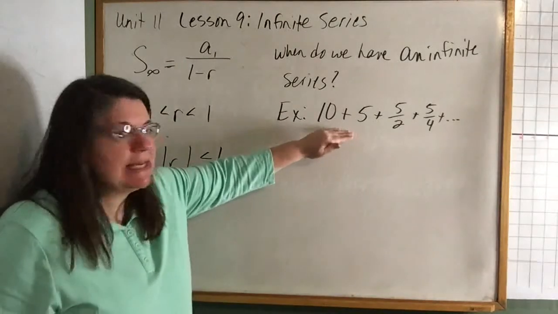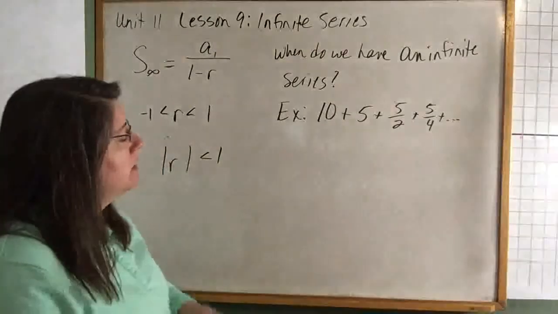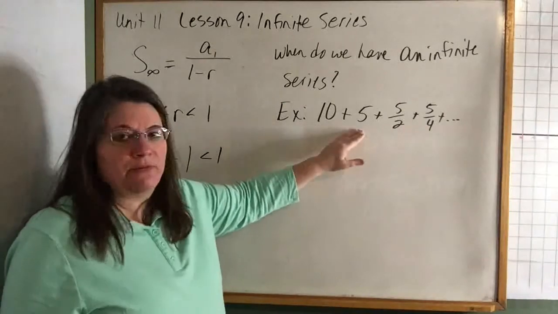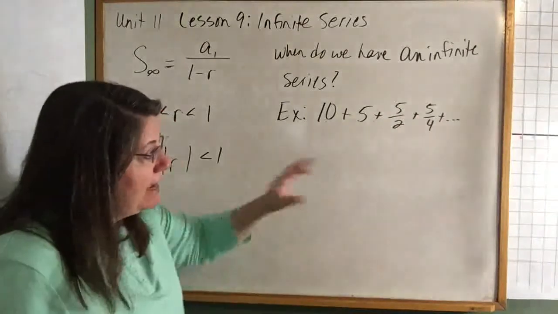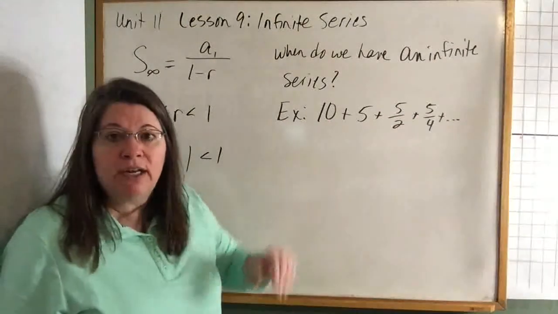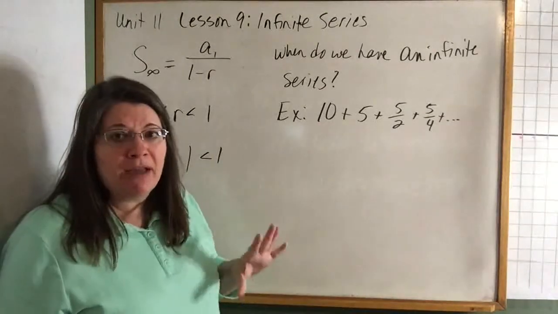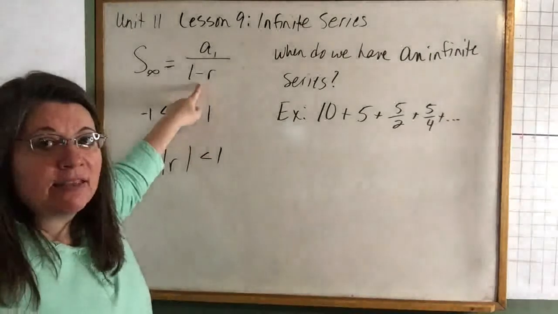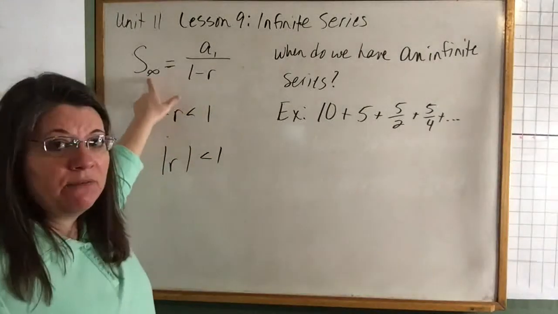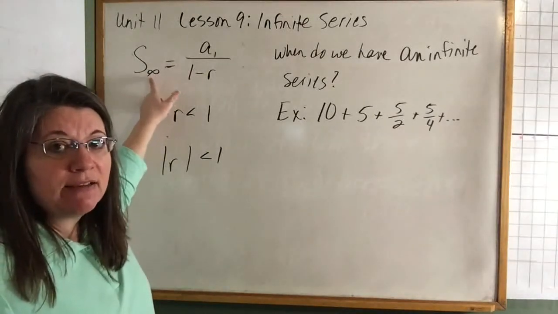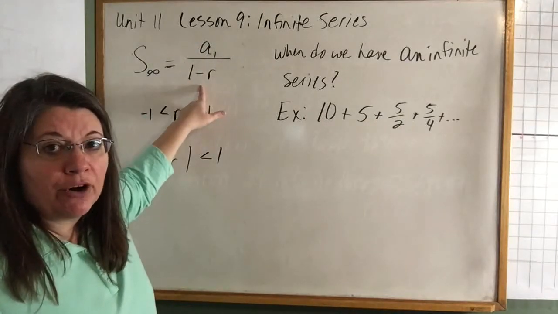If I wanted to take this infinite series and find its sum, its final sum, well, I could say, okay, 10 plus 5 is 15, 15 plus 5/2, and then that plus 5/4, and that plus 5/8, that plus 5/16, and so on, and try to get an infinite number. I mean, I could try to do that, but we have a formula that works and gets the total answer very, very easily. So an infinite series is equal to a sub 1, the first term, over 1 minus r.